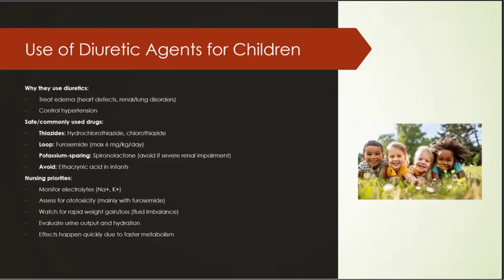Monitor electrolytes like sodium and potassium. Assess for ototoxicity, which is mainly with furosemide. So, ringing in the ears, and they might end up losing their hearing if you don't pay attention properly. Watch for rapid weight gain or loss, because that's the problem with the fluid balance. Evaluate urine output and hydration. Effects happen quickly due to faster metabolisms in children, so you have to watch them closely.